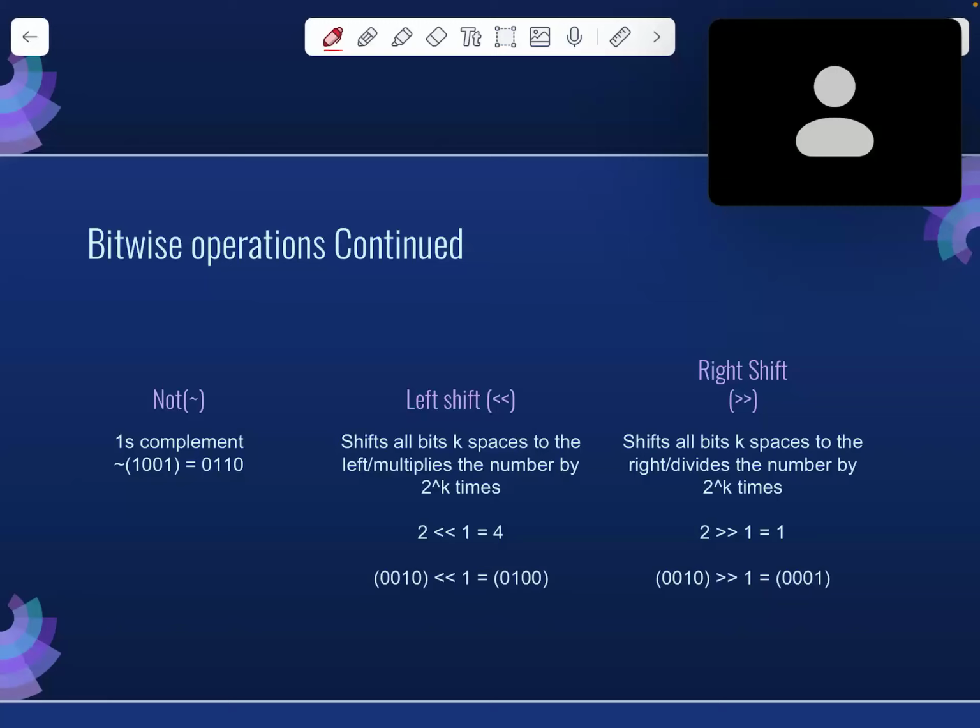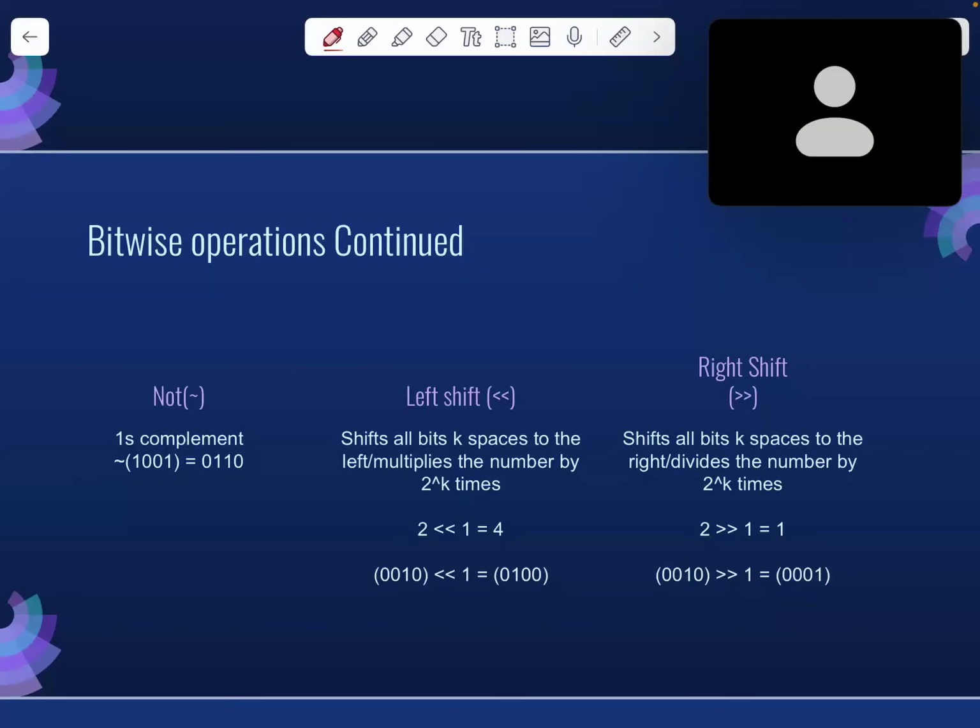Then we have our left shift, which takes the number on the left of the 2 arrows and shifts all the bits inside the number to the left k times, where k is the number on the right of the 2 arrows. In integer terms, it multiplies the number by 2 to the k, again where k is the number on the right. So if we have 2 and shift it 1 time, it multiplies by 2 to the 1, and it'll give you 4.